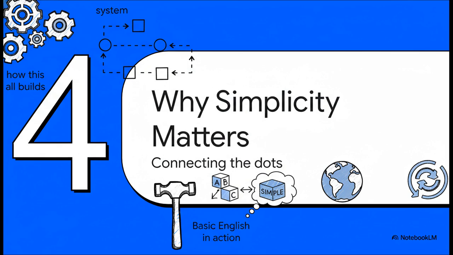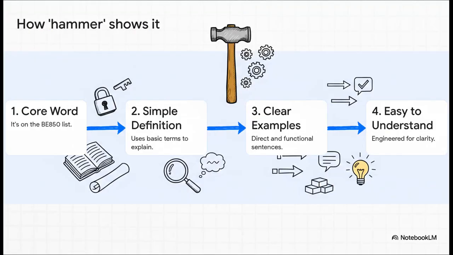Okay, so now we get the system, let's connect this all the way back to our hammer. Remember how perfectly simple that Wiktionary entry was? Well, it turns out that wasn't an accident. It's actually a flawless demonstration of Basic English in action. I mean, think about it. First, hammer is one of those essential core words from the list. The definitions for both the noun and the verb only use that simple foundational language. The examples are super direct. The entire entry is just engineered from the ground up to be as easy to understand as possible for as many people as possible.